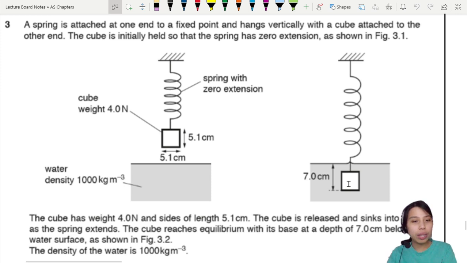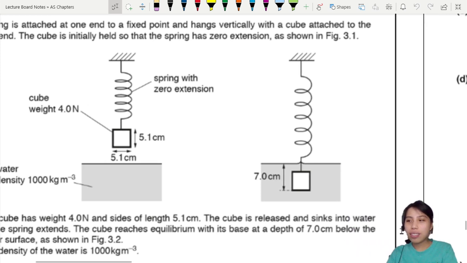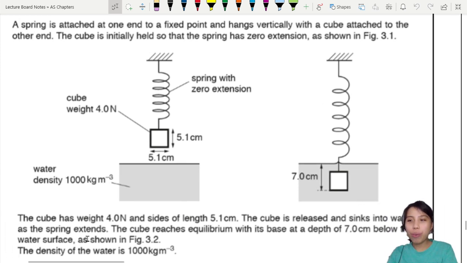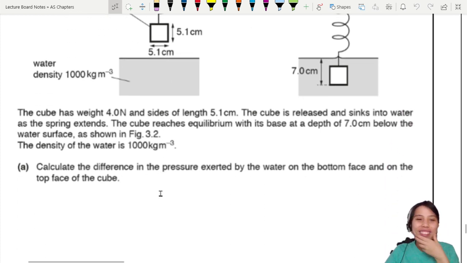Okay, and then they give us the dimensions of the cube, weight, sides, and then the cube is released, then it sinks into the water. But then the cube reaches equilibrium with its base at the depth 7 cm below the water surface. So once you sink until 7 cm, you kind of stop there. Density of water given to us. Wow, it's a complicated setup happening here.